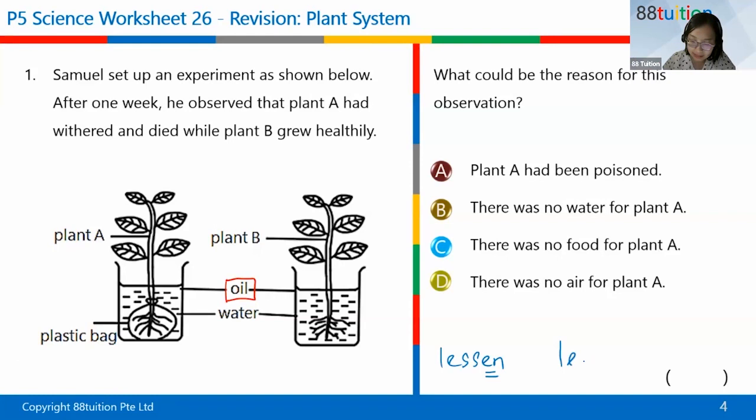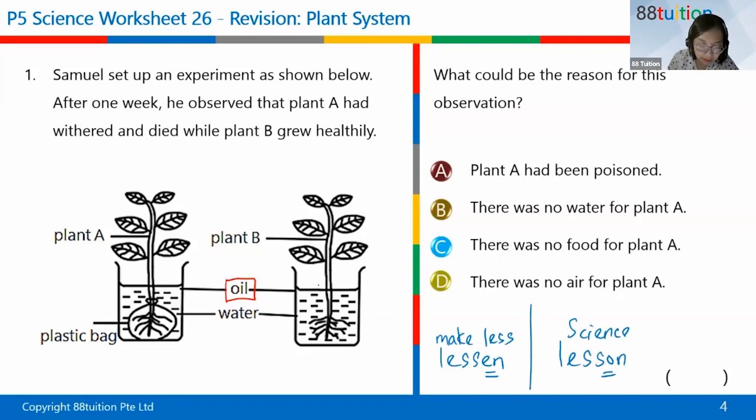All right, not this lesson. This is like a science lesson. We are having a science lesson. Okay, this is O, this is E. Lessen means make less. But then it's actually the opposite of what you're writing. When you have the oil, we will make sure that the water does not evaporate.